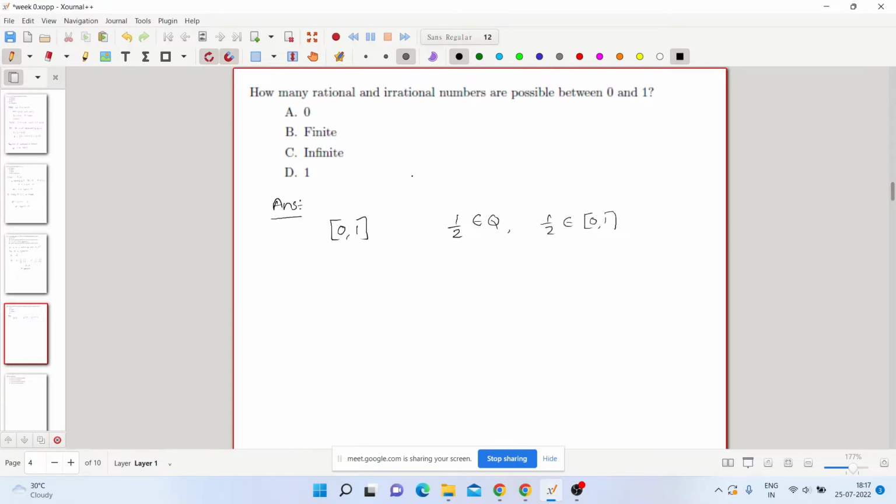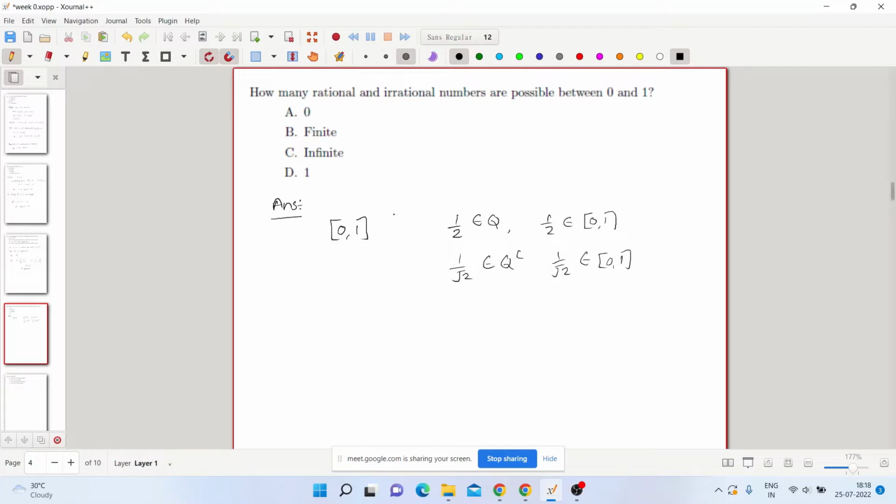In the same way, for irrationals, if we take 1 by root 2, it is an irrational number and it lies between 0 and 1. So there exists at least one element between 0 and 1, both rational and irrational. So, the next case is whether it is finite.